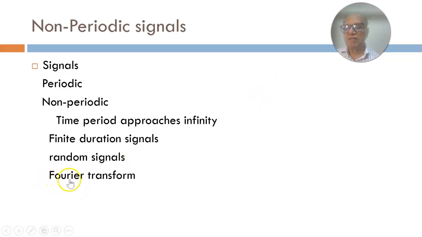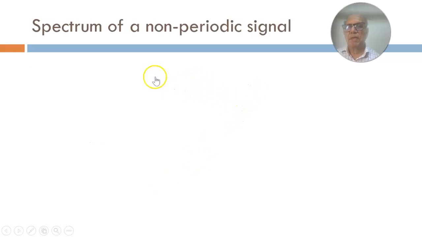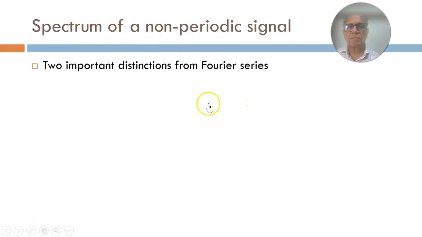And what we are going to do is to develop the approach for finding the frequency spectrum for non-periodic signals. And the tool that we are going to use is the Fourier transform. Now, before we get into the mathematics of this Fourier transform, let us say a couple of points about the spectrum of a non-periodic signal.